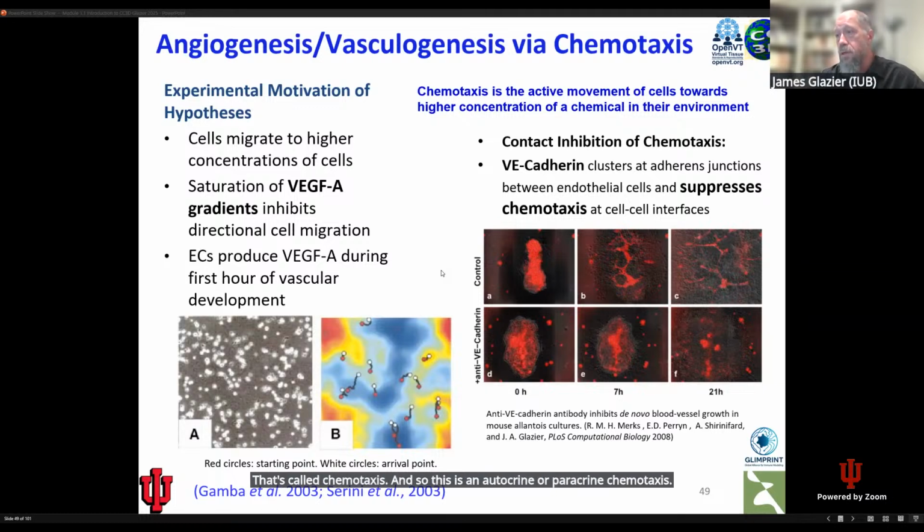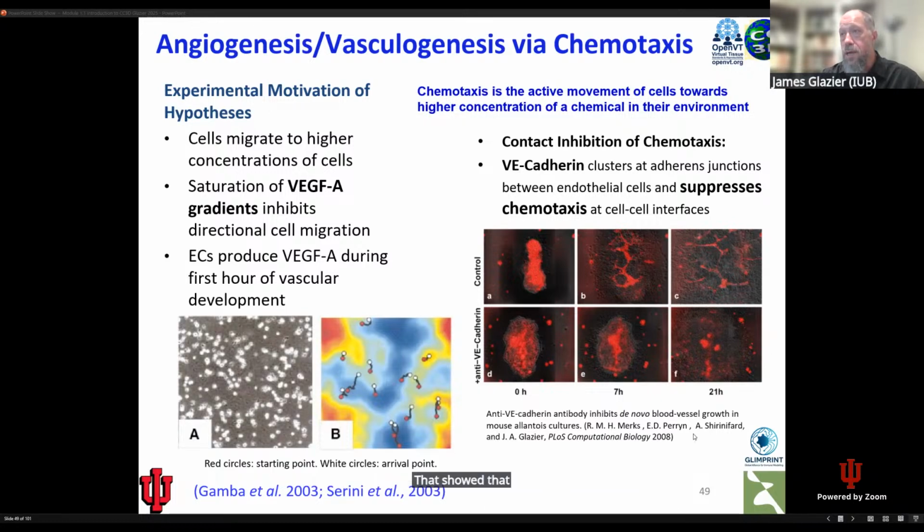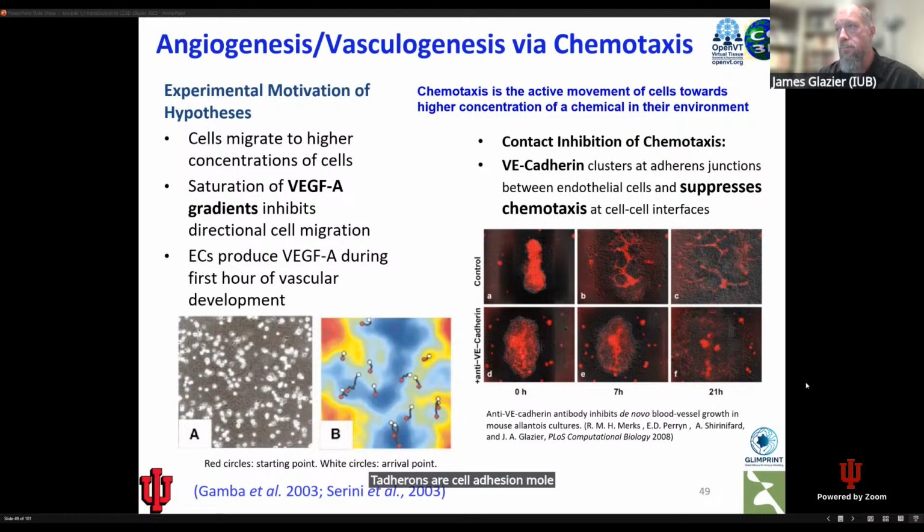There were also experiments with our collaborators at Kansas University Medical Center that showed that chemotaxis was inhibited when vascular endothelial cells touched each other. That's through a molecule called VE-cadherin, vascular endothelial cadherin. Cadherins are cell adhesion molecules. And that if you interfered with VE-cadherin, you didn't get vascular patterns, you got blobs.